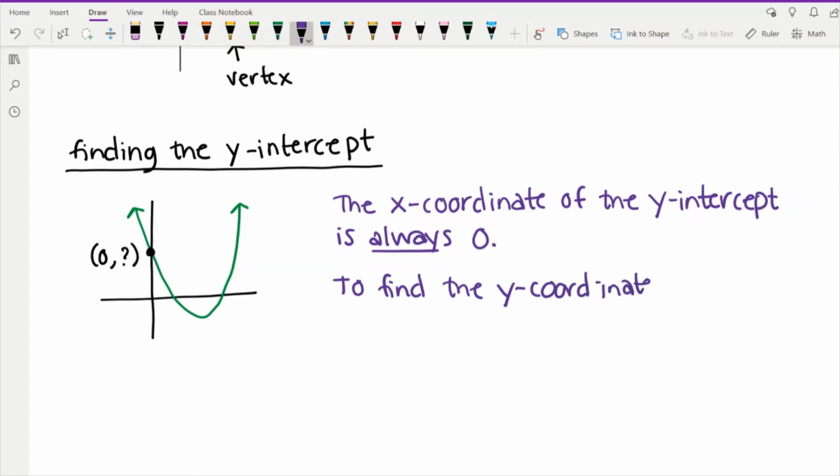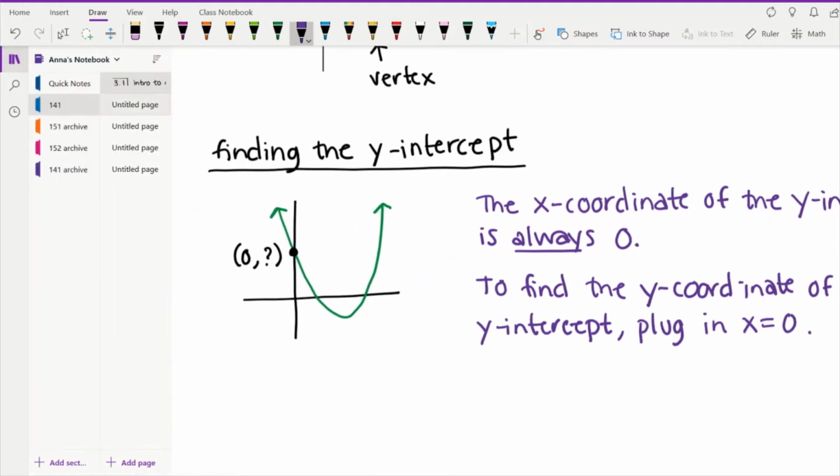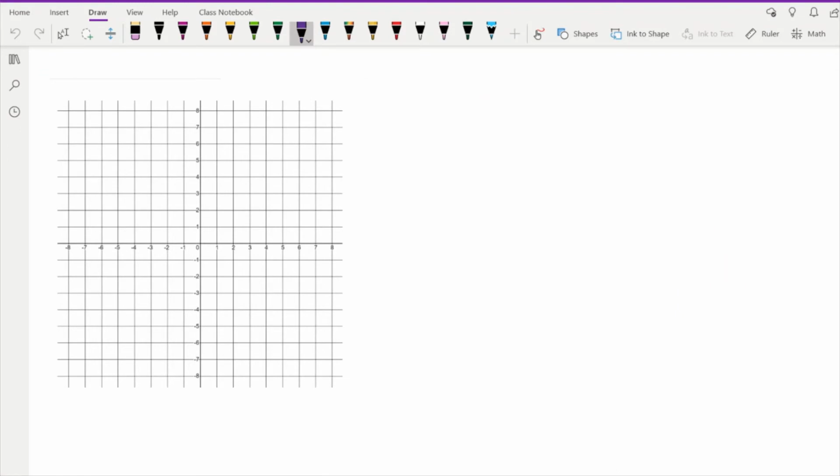So to find the y-coordinate of the y-intercept, we want to plug in x is equal to 0, right? We're going to set x equal to 0 and see what that gives us as y, or as f of 0, our output. So as I said, as we learn each of these, we're going to look at a specific example so we get to practice them right away.